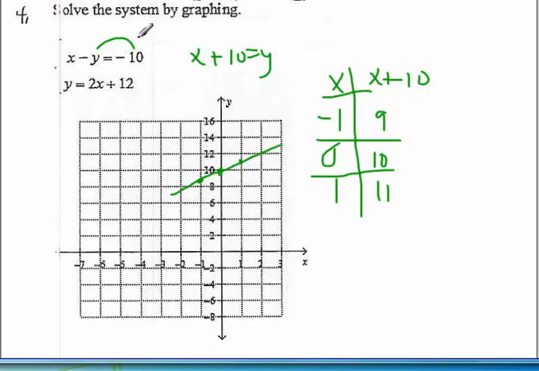Now if I use slope and y-intercept, that means I go to 12, and then I go up 2 and over 1, down 2 and over 1, down 2 and over 1. So it's kind of like they intersect maybe right there at -2, 8. So let's see if I get anything. If I do -2 minus 8, I get -10. And if I do -2 times 2, I get -4 plus 12 is 8. So this is exactly where they intersect.